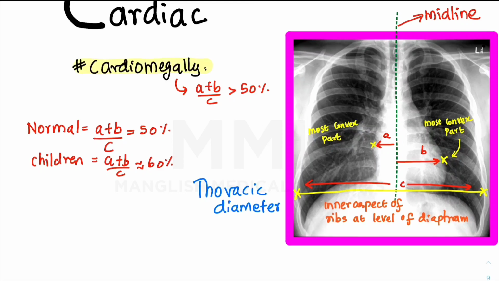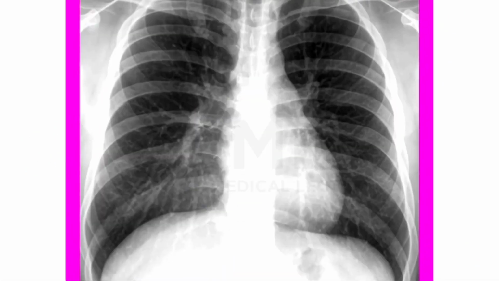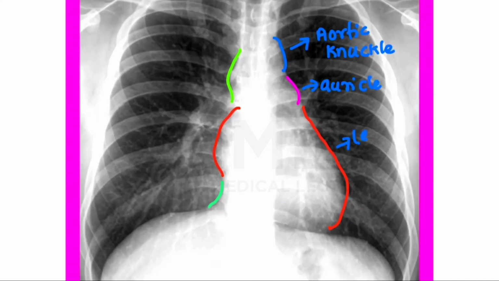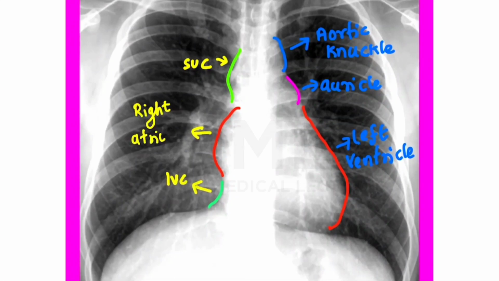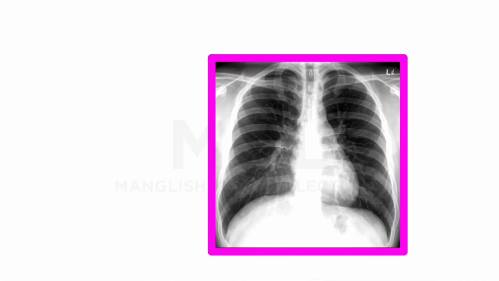Okay, now let's move to the heart borders. What are the structures we can see in the borders of the heart? Okay, so we can see a number of things. Mainly you should focus on the aortic knuckle. Then sometimes we can see the auricle and the left ventricle. Then we can see the superior vena cava, the inferior vena cava, the great vessels and the right atrium. Okay, so that's all about the heart section.